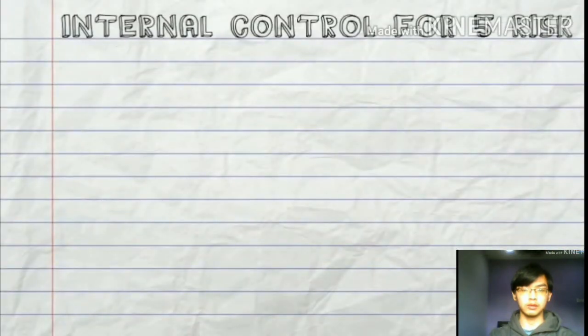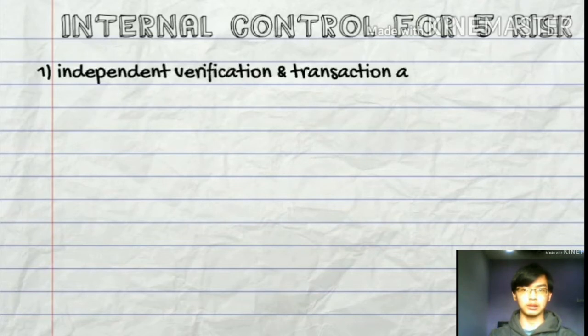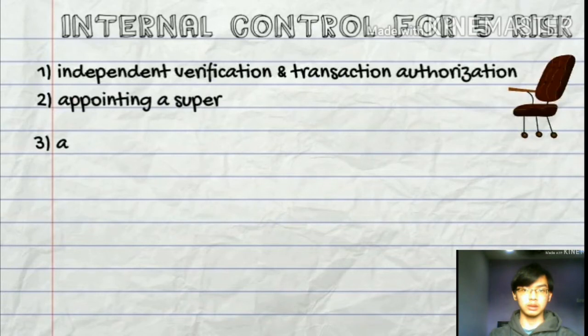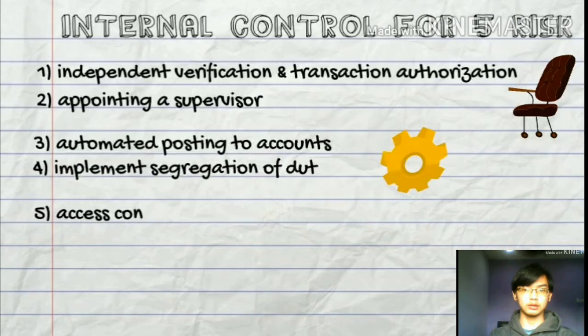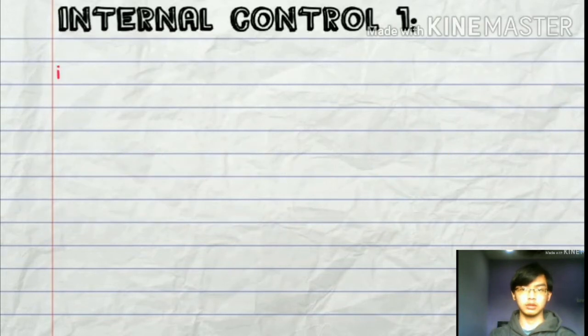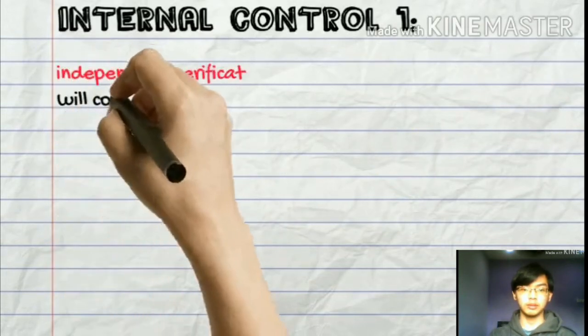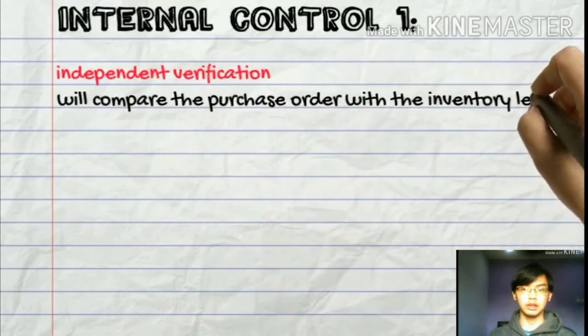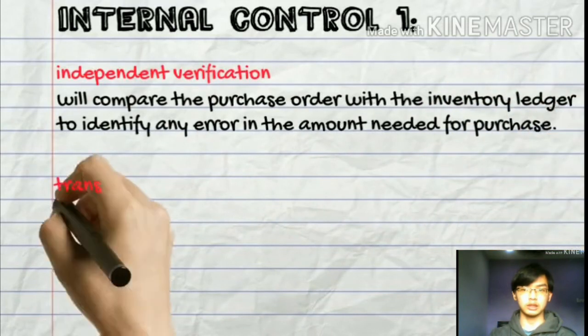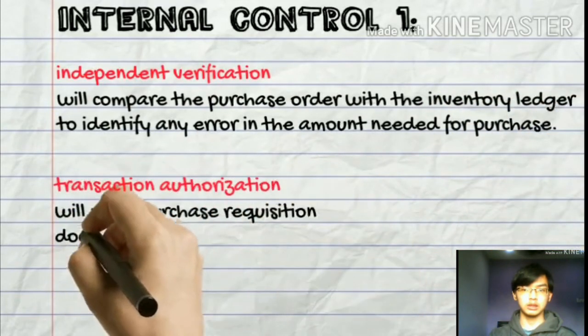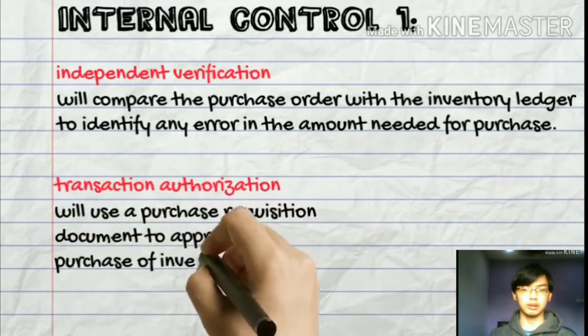The internal controls for each risk are independent verification and transaction authorization, appointing a supervisor, automatic posting to accounts, implementing segregation of duties, and access control. The first internal control, independent verification, will compare the purchase order with the inventory ledger to identify any error in the amount needed for purchase. Next, transaction authorization will use a purchase requisition document to approve the purchase of inventory needed by the department.